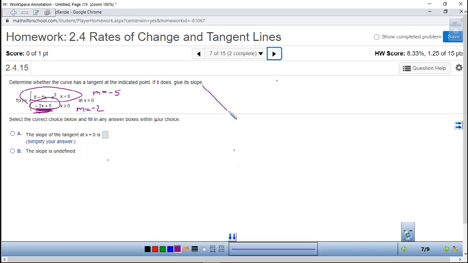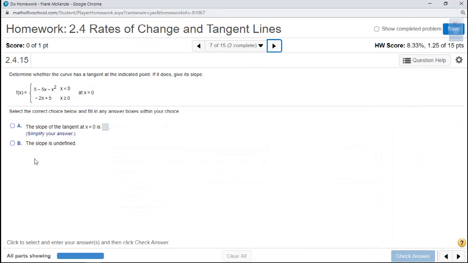That's not a very good drawing there. We've got negative 5. That's a point or a corner, and a corner is not going to have, it has to be nice and smooth. That's not a smooth transition. So that's one of the reasons why you're not going to have a slope. So the slope is going to be undefined here.